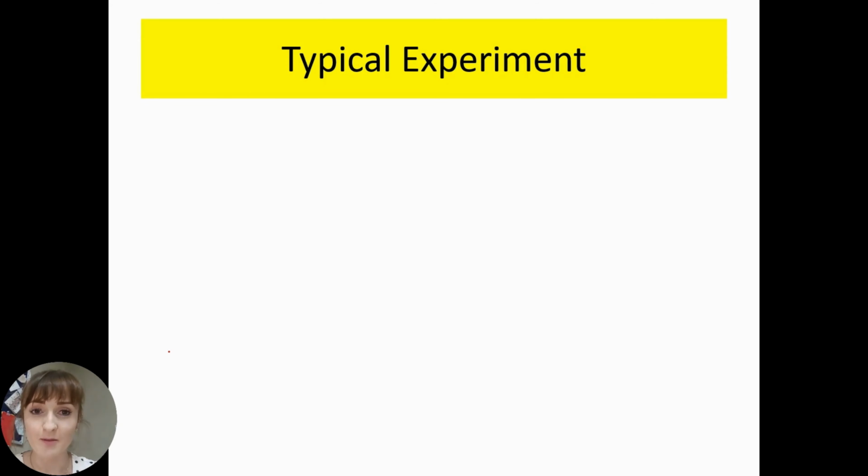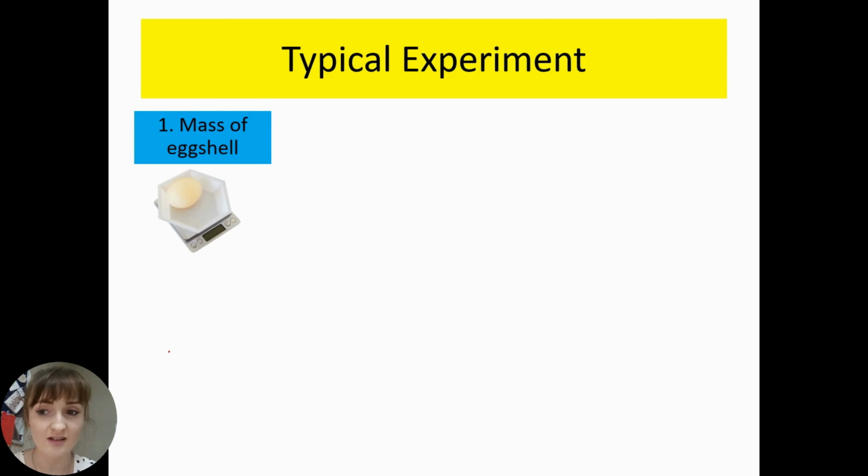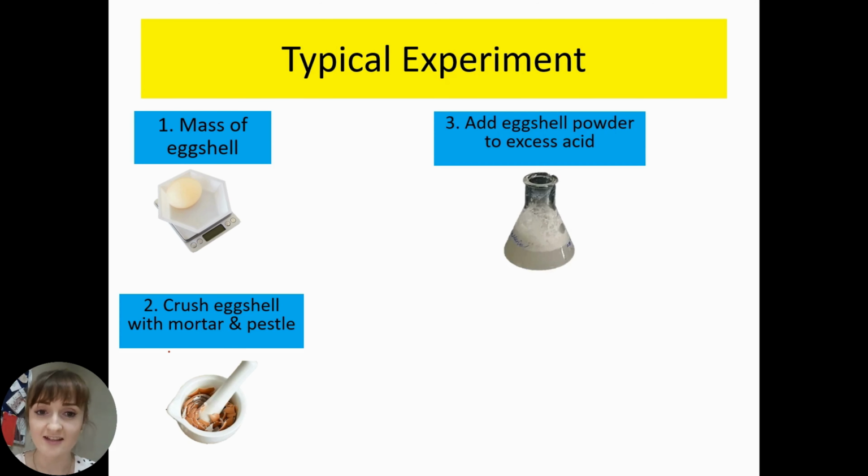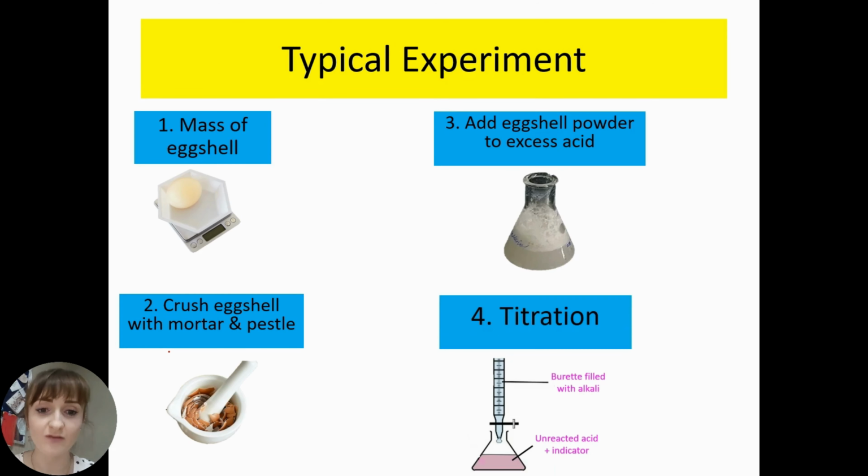A very typical experiment which uses this concept of a back titration at DP is that involving eggshells, where you're trying to determine how much of an eggshell is actually calcium carbonate. So the first thing you do is you start with a particular mass of eggshell and you crush it up with a mortar and pestle. With that eggshell that's now powder, you add that to an excess acid. It's going to react with some of that acid, but not all of it. So to figure out how much is left over, you carry out a titration.